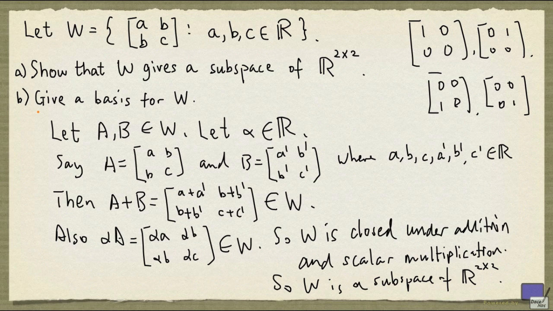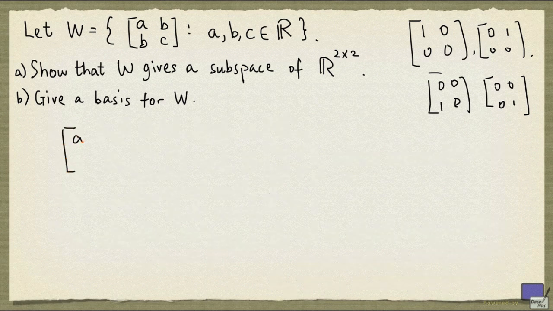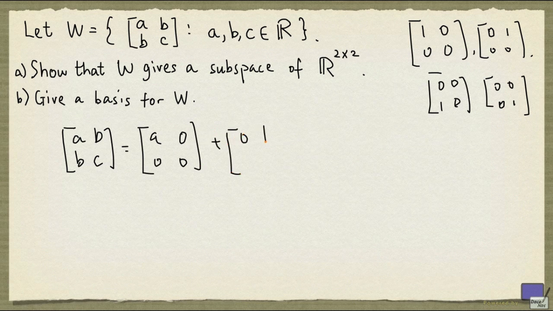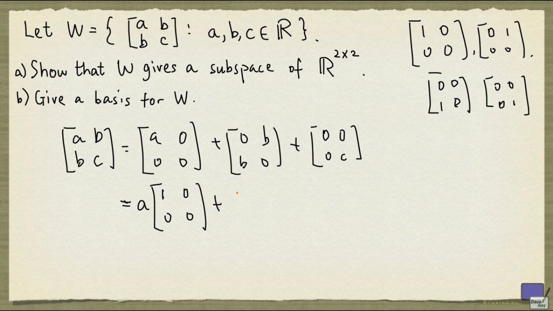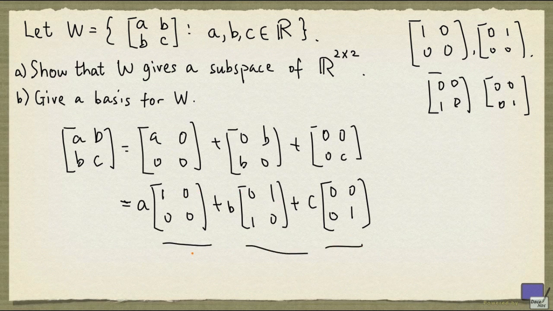Now, let's first see if we can write down matrices whose span is W. For that, notice that [A, B; B, C] can be written as [A, 0; 0, 0] plus [0, B; B, 0] plus [0, 0; 0, C]. And this can be written as A times [1, 0; 0, 0] plus B times [0, 1; 1, 0] plus C times [0, 0; 0, 1]. And so the span of these three matrices will give you W.